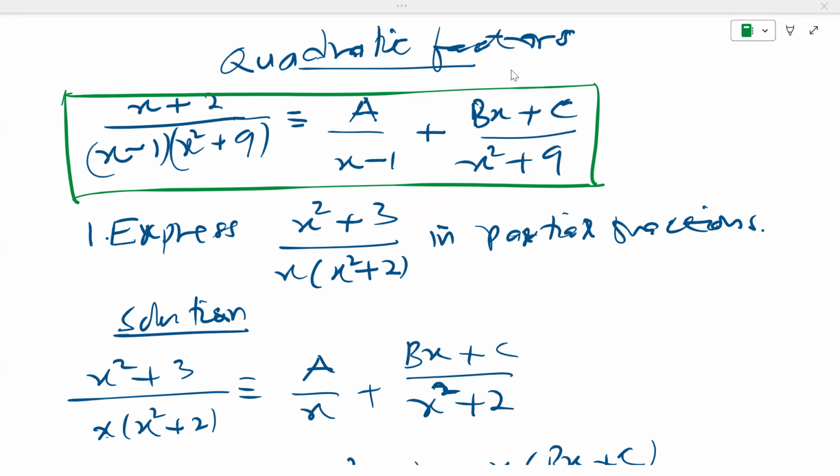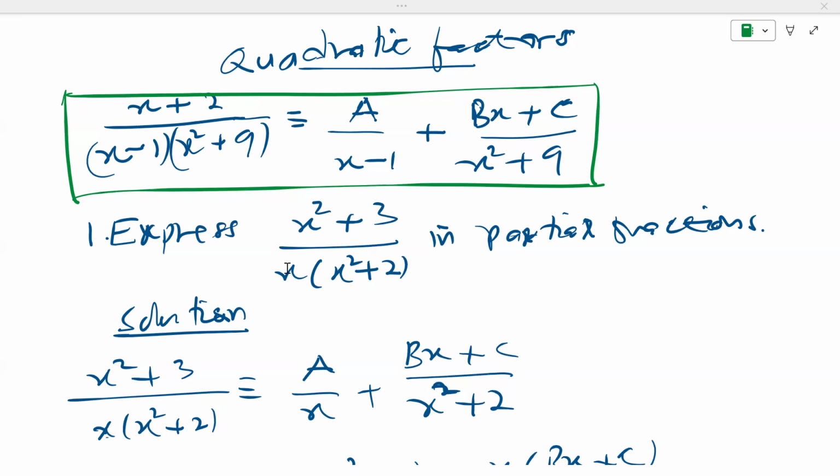And for quadratic factors, this is what we are going to do. If you look at this rational function, at the denominator we have a linear factor and a quadratic factor. So we want to see how we can capture that in the general form. So the A will come, and then we have our denominator x minus 1. That's a linear factor. But for the x squared plus 9 as a quadratic factor, we introduce Bx plus C at the numerator level. So this is how we capture this type. And so take note of this.